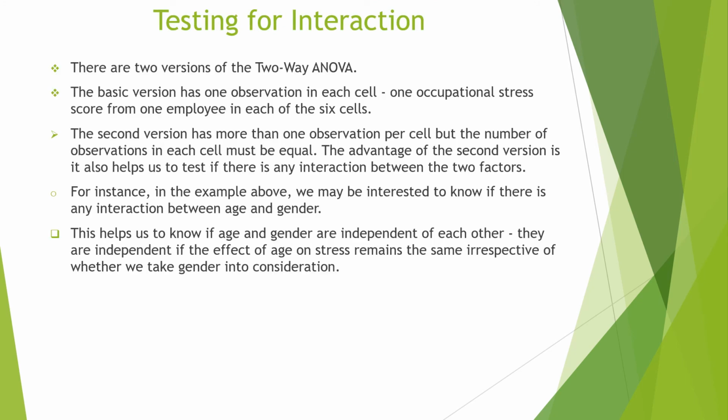Testing for interaction. There are two versions of the two-way ANOVA. The basic version has one observation in each cell, one occupational stress score from one employee in each of the 6 cells. The second version has more than one observation per cell, but the number of observations in each cell must be equal. The advantage of the second version is that it helps us determine if there is interaction between the two factors. For instance, in the example above, we may be interested to know if there is any interaction between age and gender.